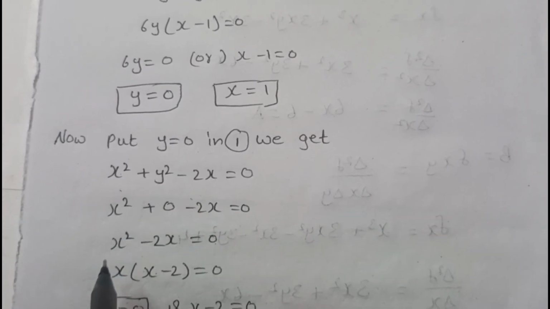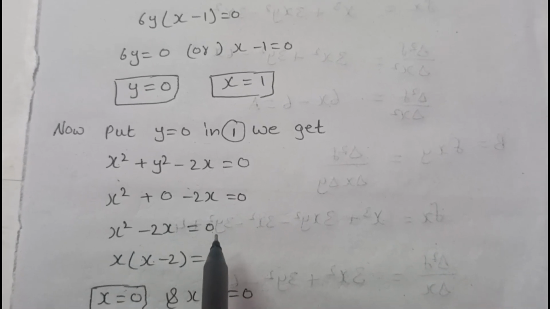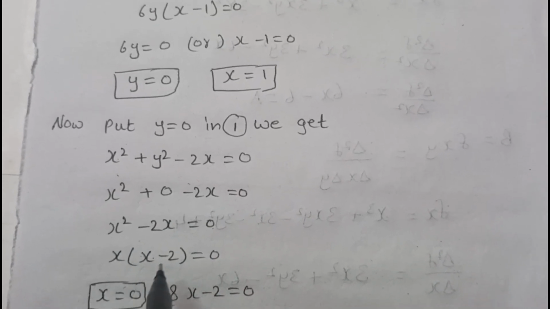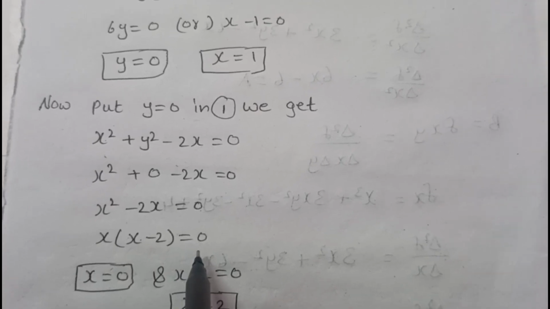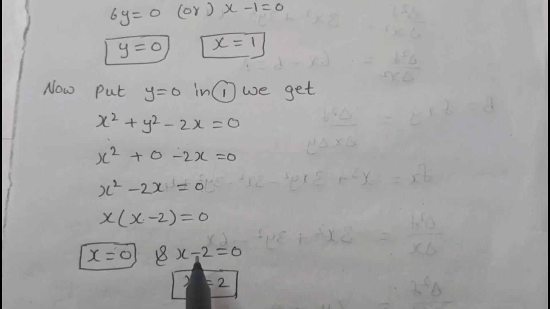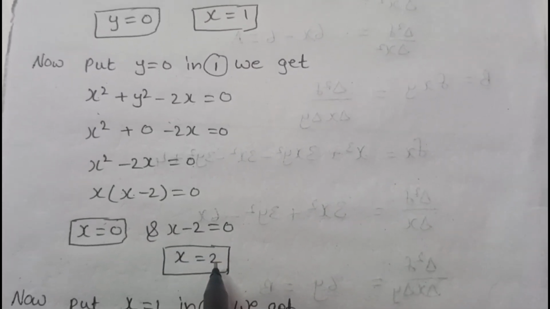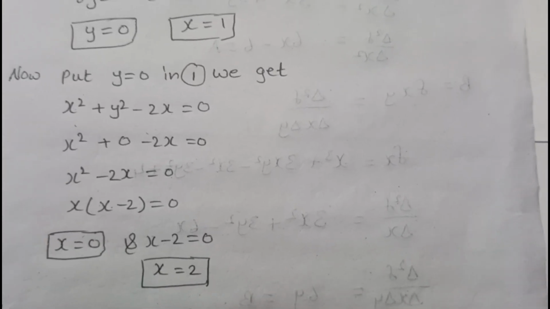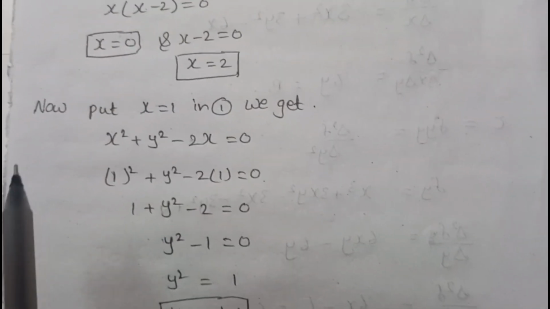This is the condition. Now we place y equal to 0 in this condition to get x square plus 0 minus 2x equal to 0. x square minus 2x equal to 0. Taking x common, x(x minus 2) is equal to 0. So x is equal to 0, and x is equal to 2. In this way we get x equal to 0, x equal to 2. These are the two conditions we are getting.